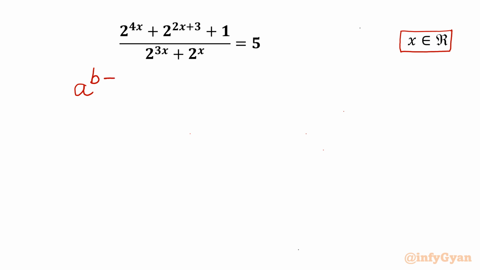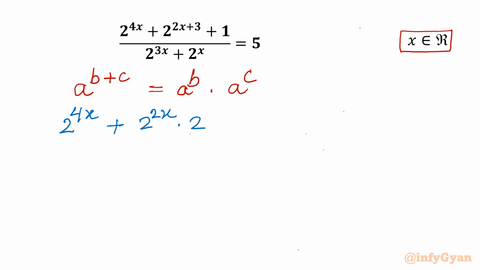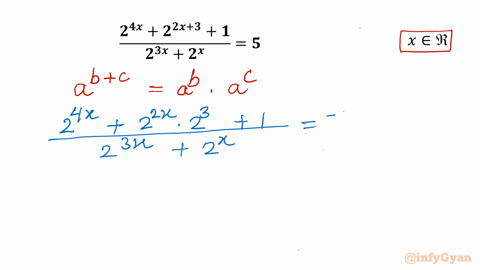It is a^(b+c). Anytime we can write it as a^b times a^c. So I will use it here in the numerator. Let me write 2^(4x) + 2^(2x) times 2^3, plus 1, divided by 2^(3x) + 2^x, equal to 5.